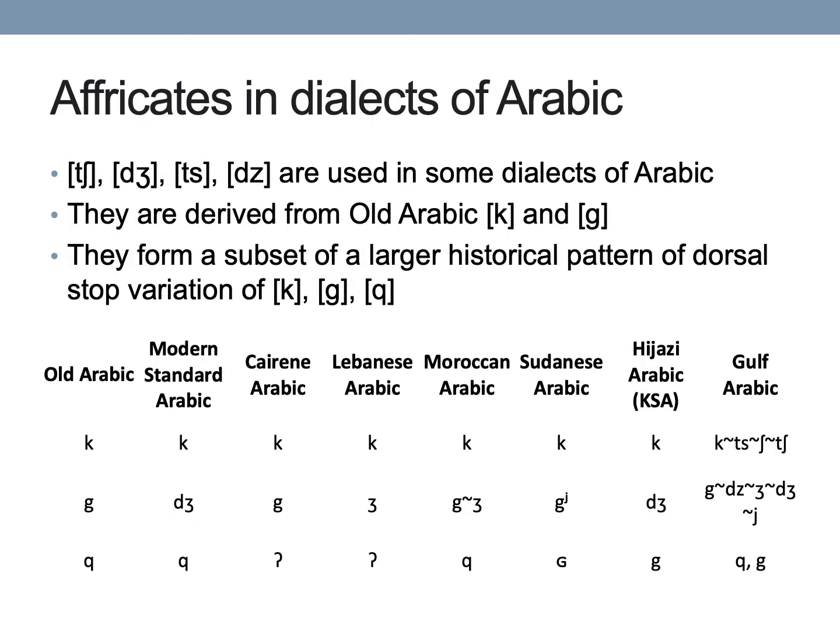Affricates are not used in all dialects of Arabic, but where they are present, they come from the Old Arabic velar stops. This is part of the larger pattern of dorsal stop variation, which affects velar and uvular stops. And in the table, you can see how the three dorsal stops pattern in selected dialects of Arabic. While all dialects maintain a three-way distinction, the stops have different realizations, and it's clear that they are particularly variable in the subvarieties of Gulf Arabic, and they include alveolar and post-alveolar, voiced and voiceless affricates.